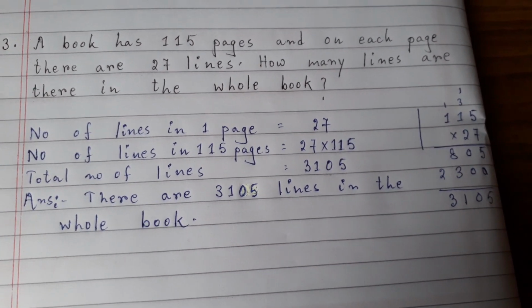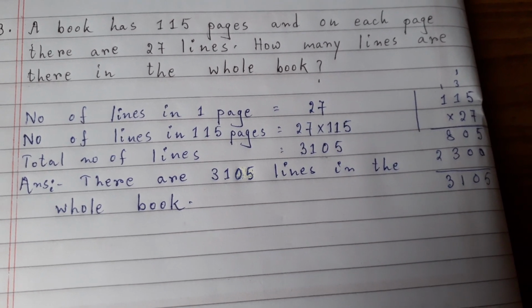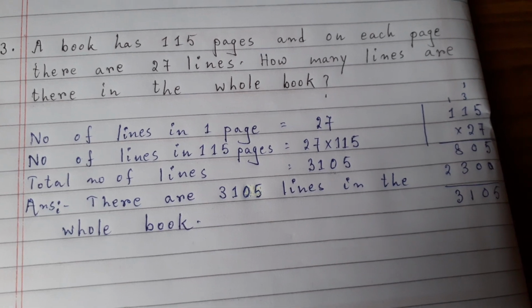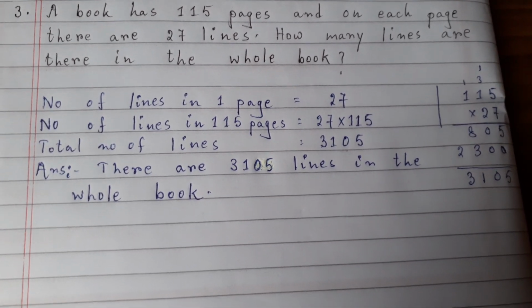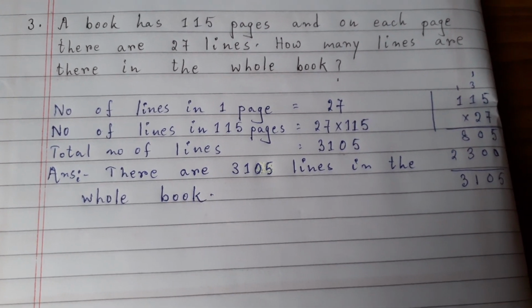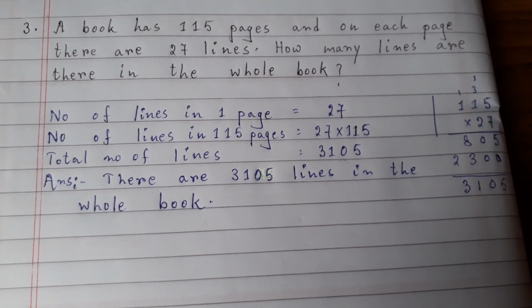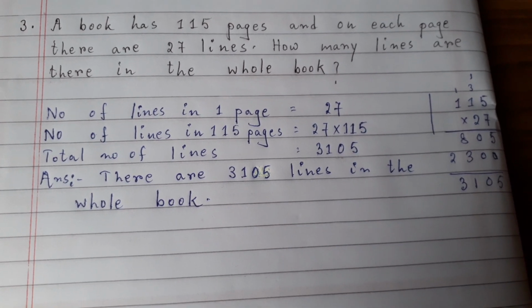And what will you write in the answer? Follow the question. The question is, how many lines are there in the whole book? So, I have written the answer. There are 3105 lines in the whole book.